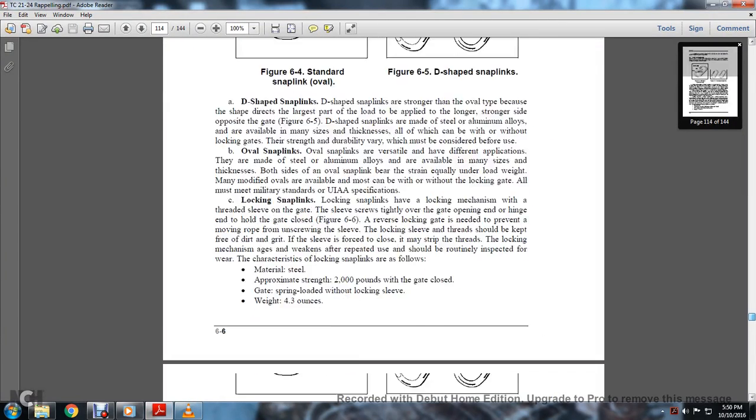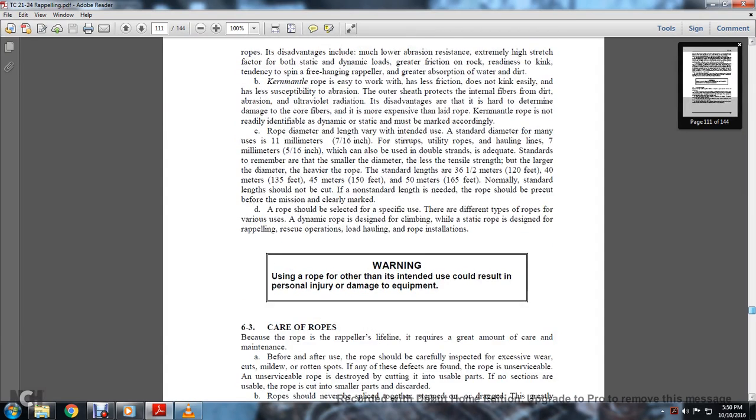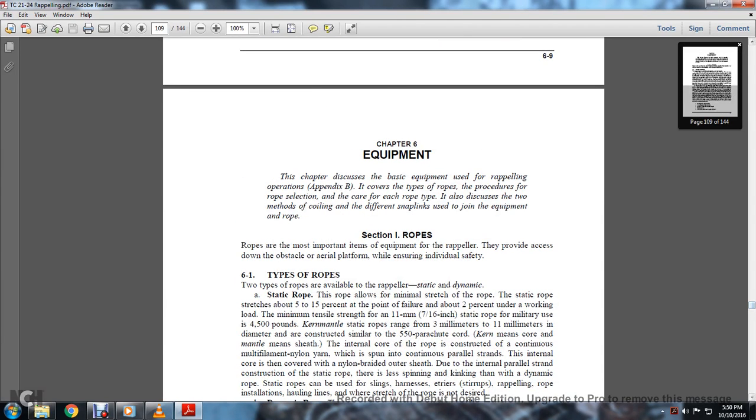All right, we're gonna skip 3, 4, and 5, and we're gonna go right to equipment. This chapter discusses the basic equipment used for rappelling operations. Appendix D discusses the types of ropes, the procedure for rope selection, and the care of each rope type. It also discusses two methods of coiling and different snap links used to join equipment.